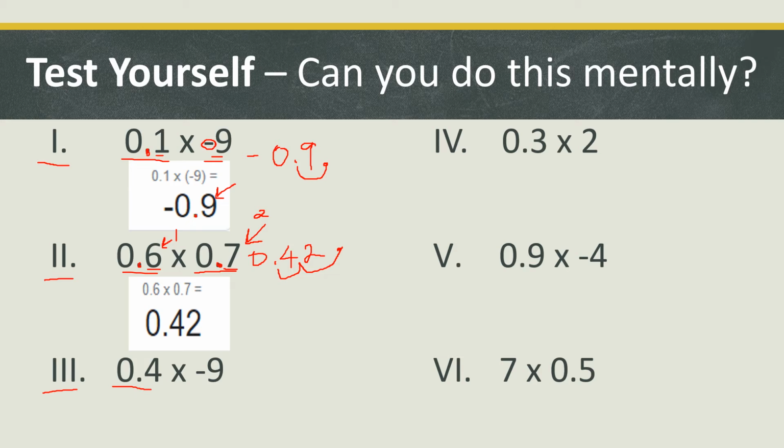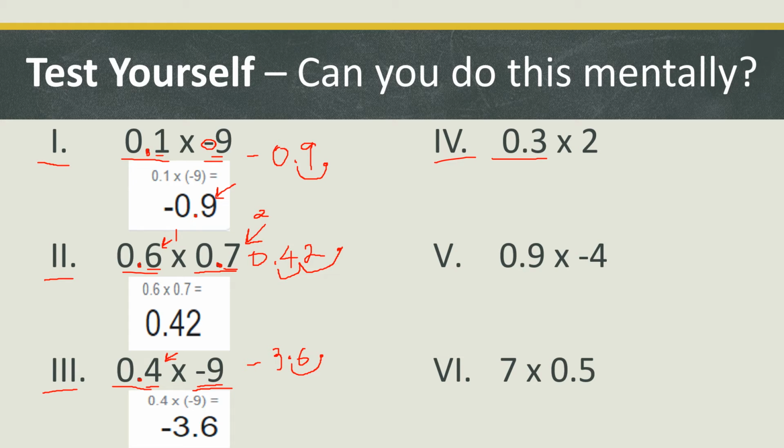0.4 multiplied by -9. So as usual, we're gonna remove the decimal points first, and we multiply 4 multiplied by -9, we'll get 36, but in negative. And now there is one digit after the decimal point, so we have to move this point 1 time, and our answer therefore is -3.6. Let's move on to question 4.